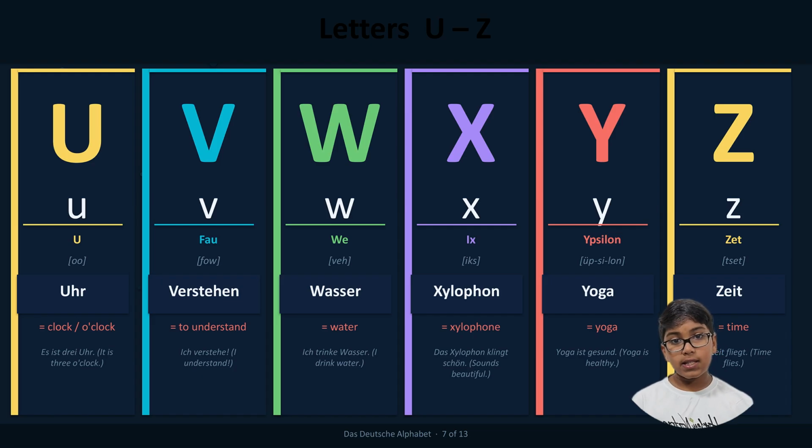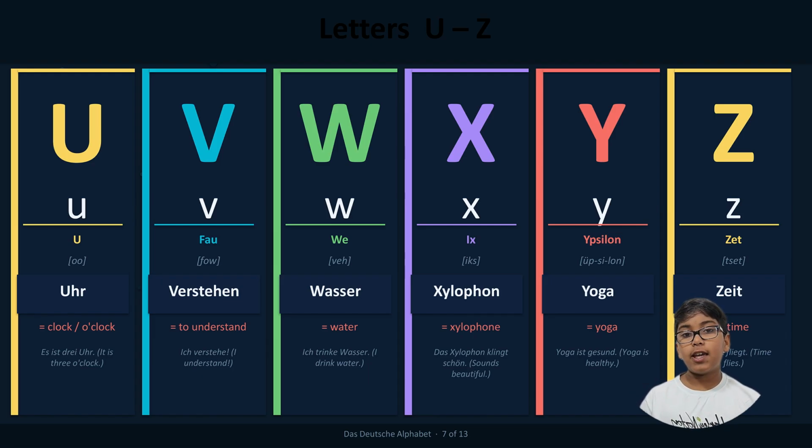V, and this one is a big surprise. In German, V is actually pronounced like the English letter F. Yes, F. Not V like in English, but F. So German V equals the F sound. The example word is verstehen. Say it. Verstehen. It means to understand. Ich verstehe. I understand.